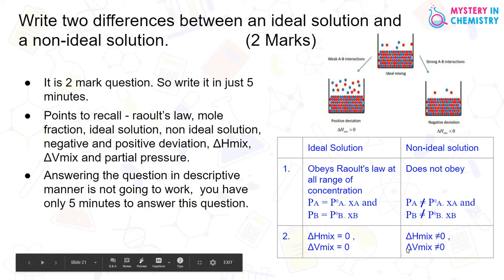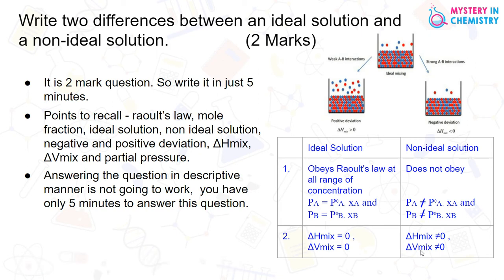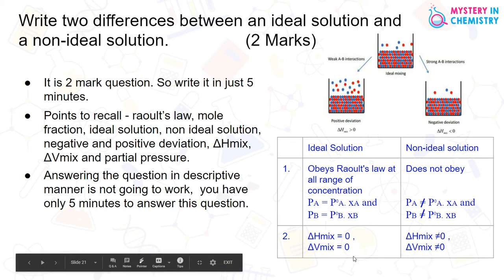In the second point, you can write about delta H mixing and delta V mixing, that is, change in enthalpy and change in volume during mixing of solvent A and B. So in ideal solution, delta H mixing and delta V mixing are equal to 0, whereas in non-ideal solution, delta H mixing is not equal to 0 and delta V mixing is also not equal to 0.